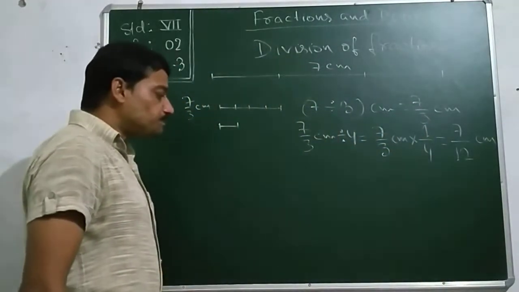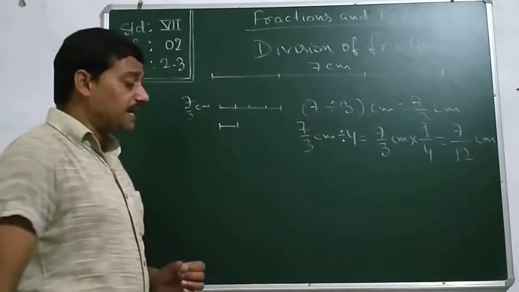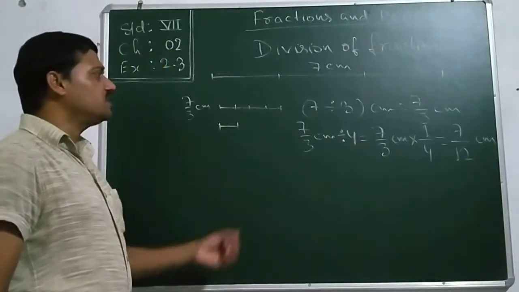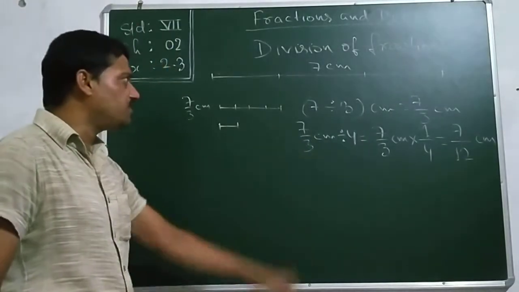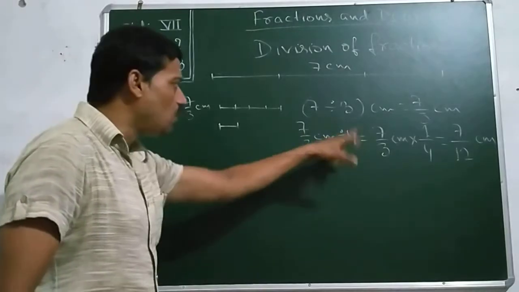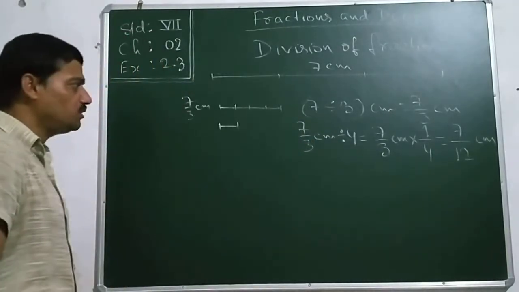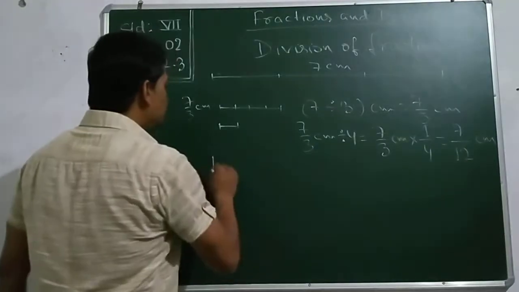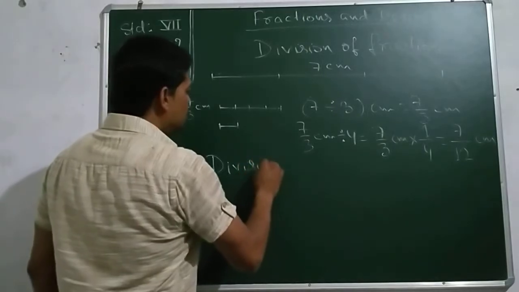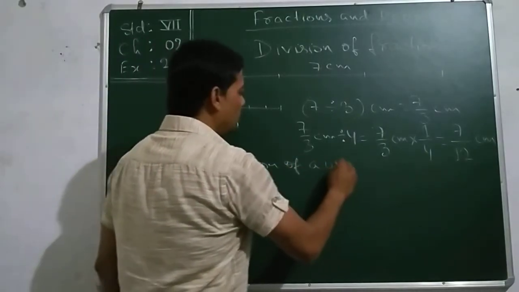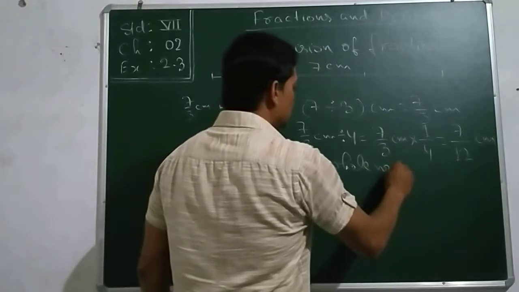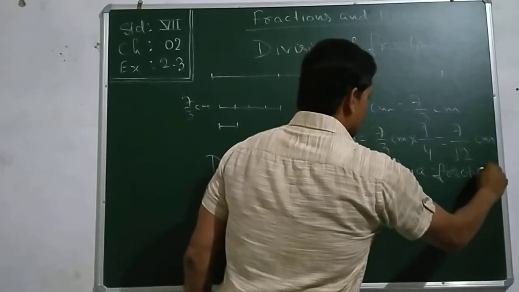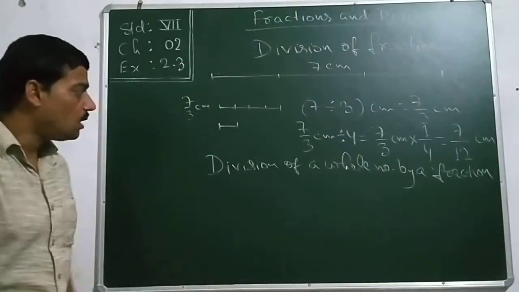Now come to the division of a fraction. Division of fraction by fraction, right now we have done it. Division of fraction by whole number also we have performed. Both the things in a single calculation are shown. But let me explain you first the division of a whole number by a fraction. Technically I will explain you how to complete it.